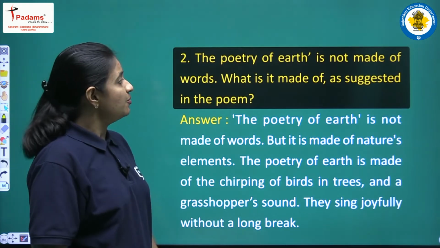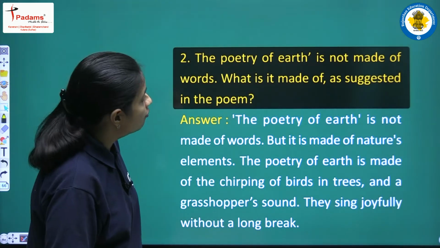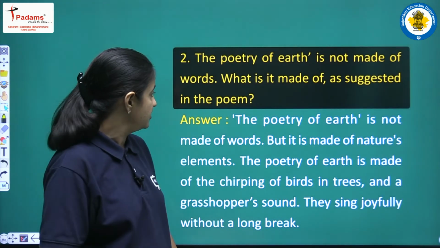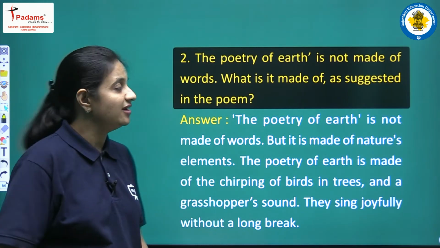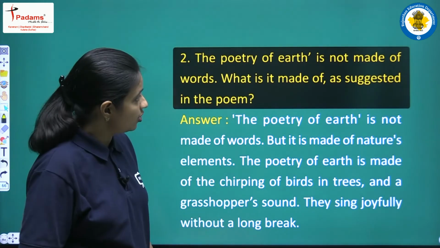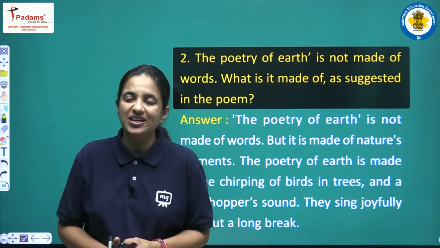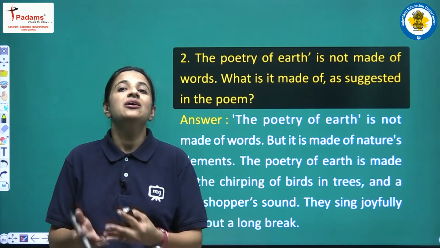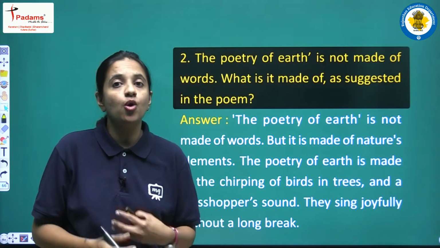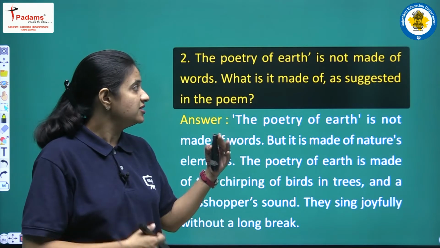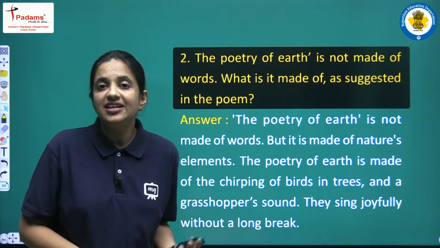Next question: the poetry of earth is not made of words, what is it made of, as suggested in the poem? In this question, first of all, we have one statement. The statement is that the poetry of earth is not made of words, right? So basically, poetry normally has words, but the poetry of nature, the poetry of earth, is not made of words. So now the question is, what is this poetry made of, as suggested in the poem?